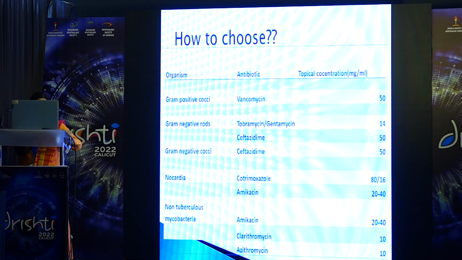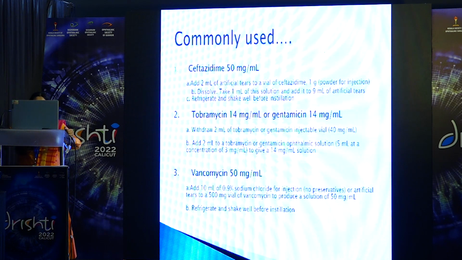Gram-negative organisms, both rods and cocci, respond to ceftazidime, with the same topical concentration as vancomycin, 50. Nocardia and non-tuberculous mycobacteria have separate antibiotics of choice. For nocardia, we can use amikacin or cotrimoxazole, and for non-tuberculous mycobacteria, amikacin, clarithromycin and azithromycin are used. So these are the commonly used antibiotics.